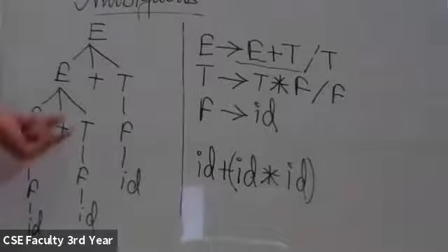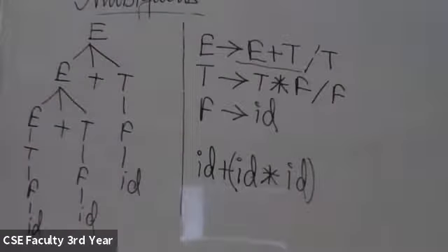So you see, associativity is also taken care of from this grammar. This is left associative, as you can see. And there is no other way of constructing any parse tree. This is the only way. So our problems of associativity and precedence both are solved.